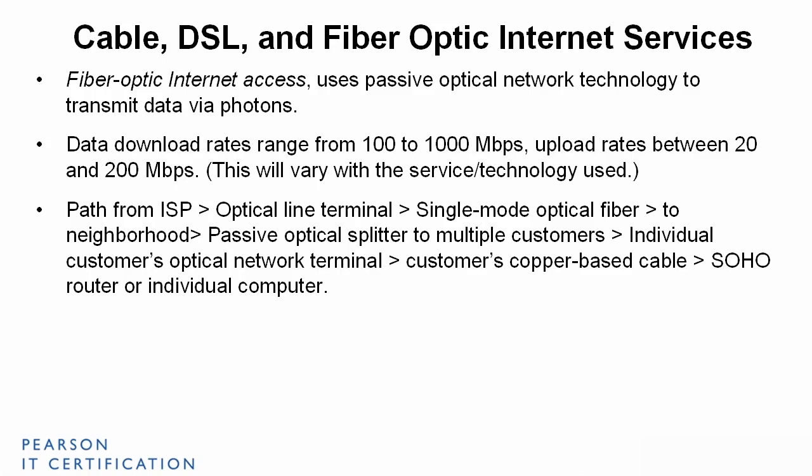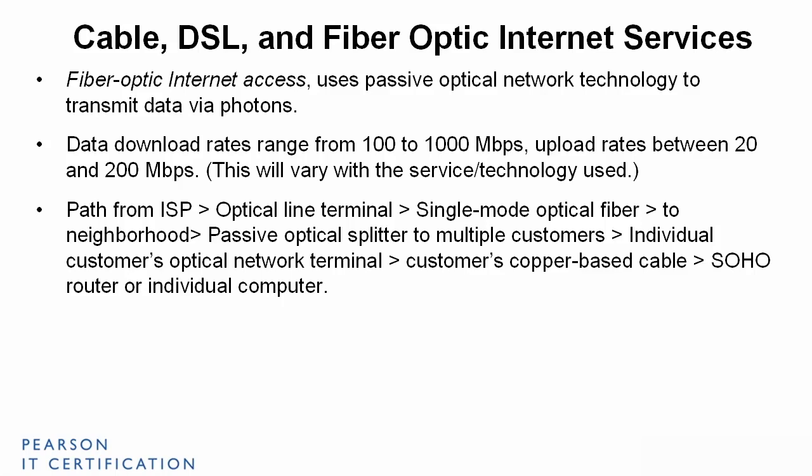And the path that the data takes from your internet service provider, whoever the fiber optic provider is, will go through an optical line terminal at their office. And from there, it's going to go through a single mode optical fiber to your neighborhood or to your office's area. So single mode fiber, and it's going to be a high speed data throughput, extremely high speed, even faster than what you're going to get at your connection.